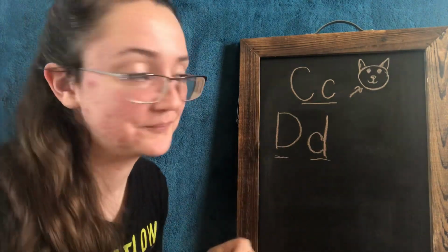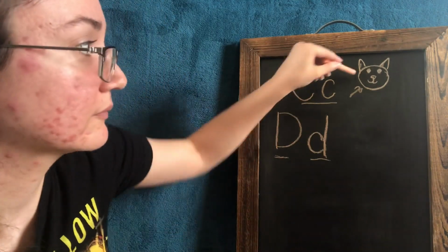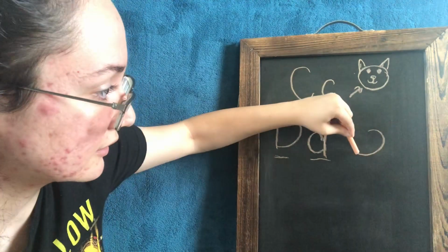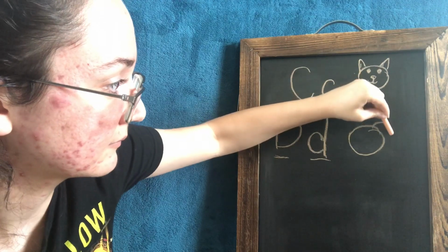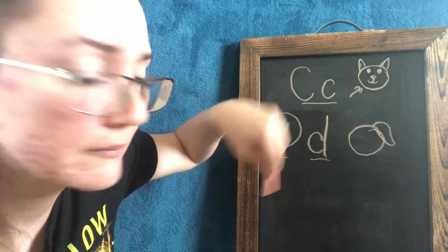So D starts the word dog. Okay, so I'm gonna try to draw another fun little friend here. But we're gonna give him bigger ears. This looks more like Bubbles. Sorry.